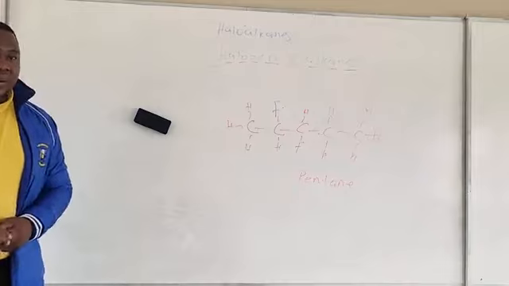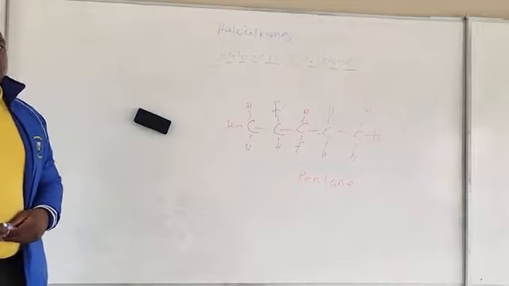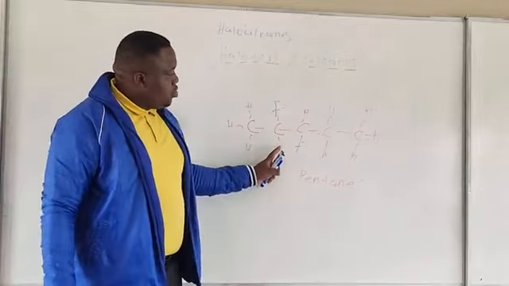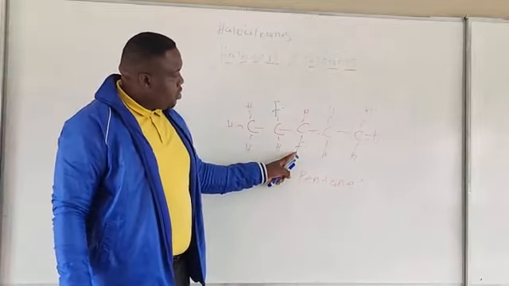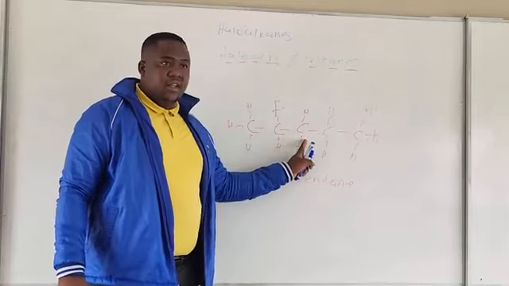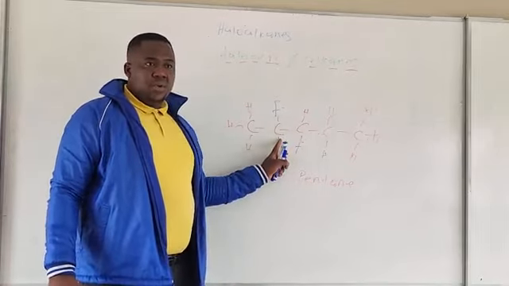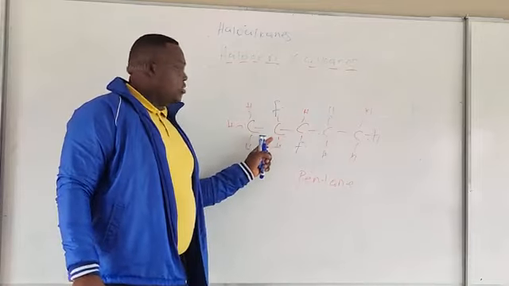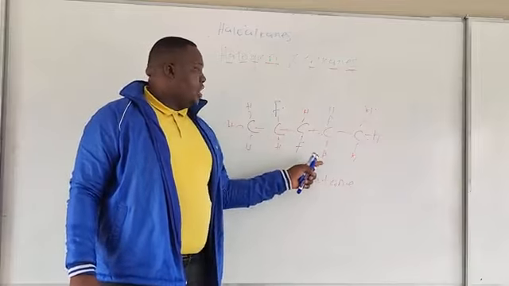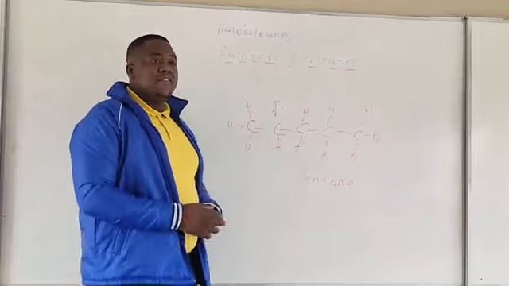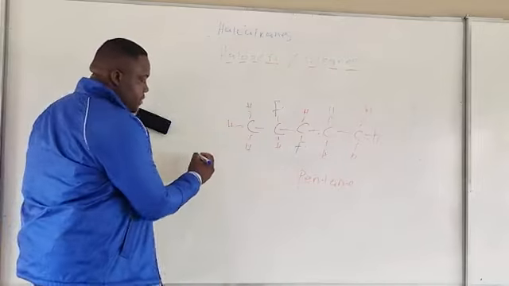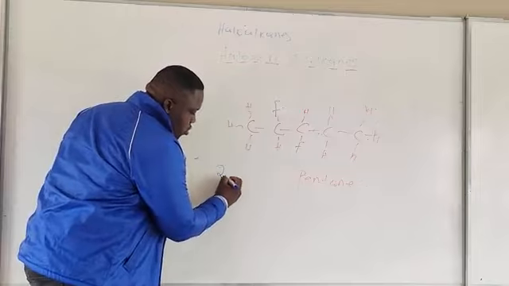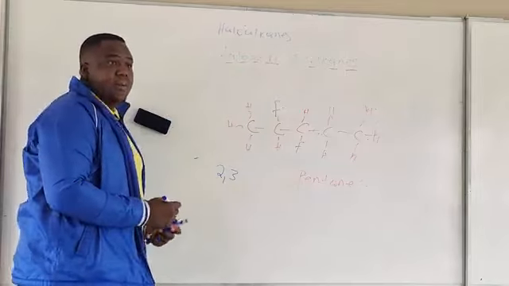Then what do we do? We need to indicate the position of the halogen, right? This one is 2. This one is 3. This one is 4. Which numbers are smaller? Can we start from this side or this side? This side, right? Because we'll have 2 and 3, rather than 4 and 5. So this one we're going to call it 2,3.